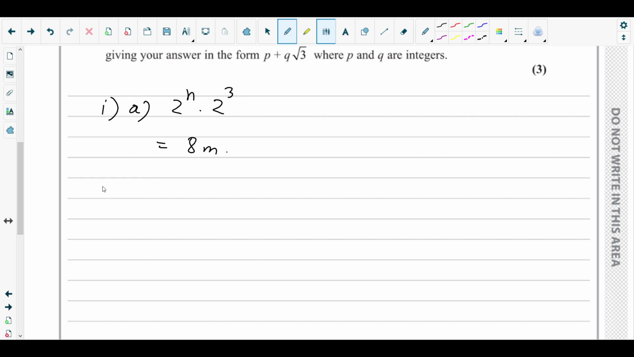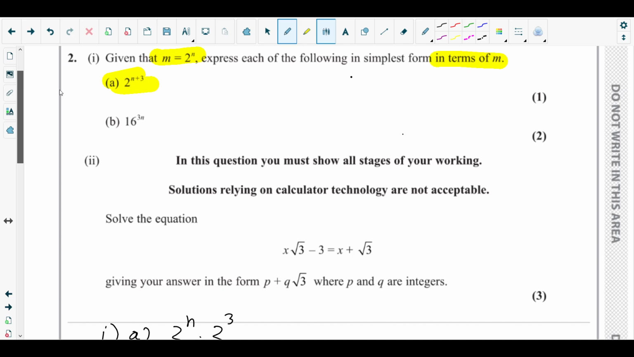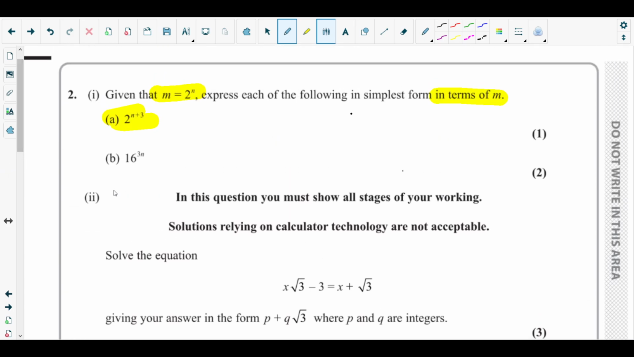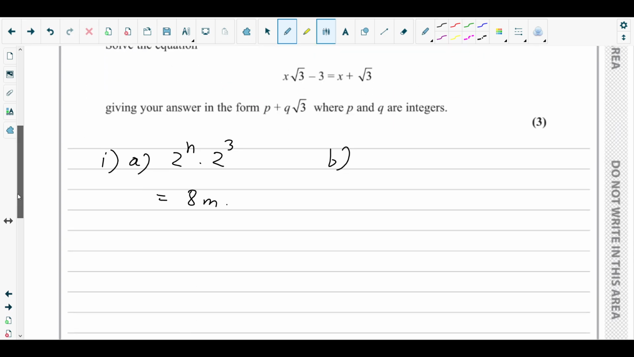Now next is part b. They have asked 16 to the power 3n. So we need to convert 16 to the power 3n into 2 to the power n. How can we do that? 2 cubed is 8 and 2 to the power 4 is 16. So we can write 16 to the power 3n as 2 to the power 4, whole to the power 3n.